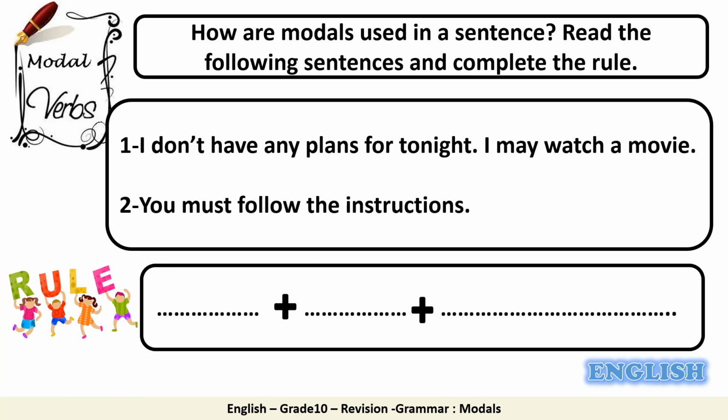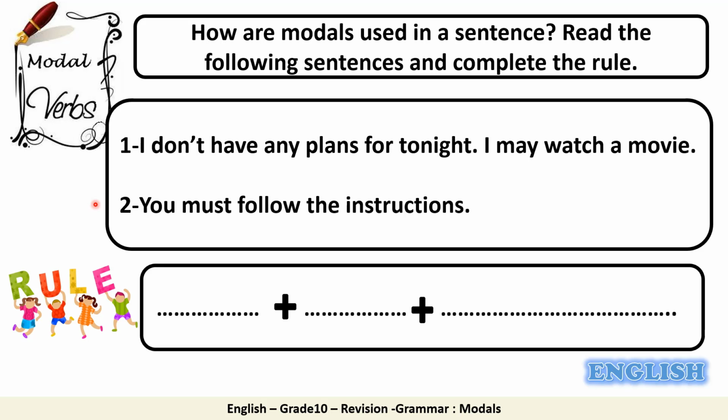Now, how are modals used in a sentence? Read the following sentences and complete the rule. The first one, I don't have any plans for tonight. I may watch a movie. Second one, you must follow the instructions. Now pause the video, study the sentences, and try to complete the rule.